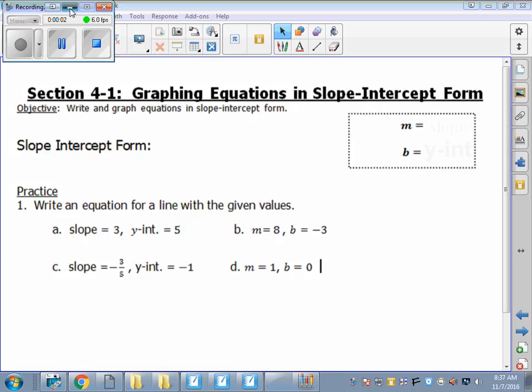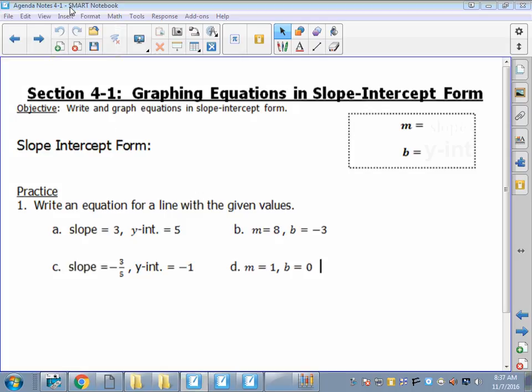Hi there. Let's talk about section 4.1, graphing equations in slope-intercept form. We've done a whole lot with equations of lines in chapter 3, and now we finally get to write and graph equations. So first things first, you should know slope-intercept form. Some people have been familiar or catching on to this. Slope-intercept form is y equals mx plus b.